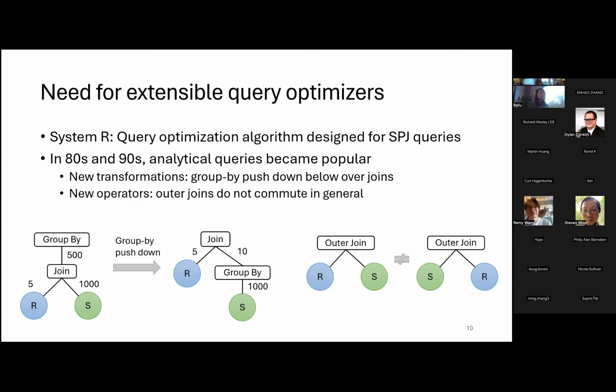Unlike the inner join operators, which can commute with each other, outer joins in general don't commute with each other. So there are these new constructs in the analytical database engines.